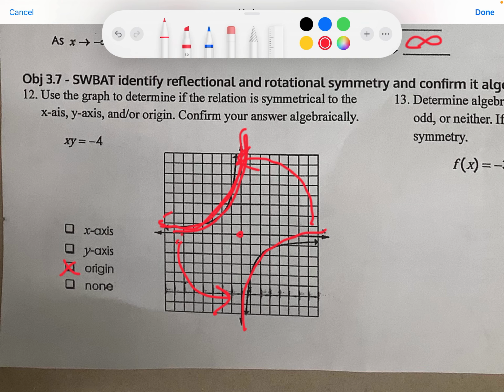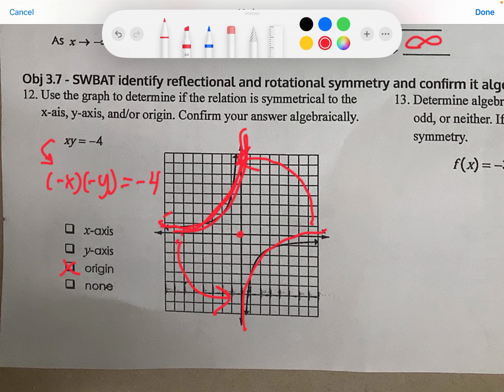Now, origin symmetry, according to your notes, go back into your notes. Origin symmetry happens when you switch x and y both to their negatives and see if it ends up with the same equation. So to confirm it algebraically, we're going to replace x with negative x, replace y with negative y, and keep that same equation. We're going to see if we end up with the same thing.